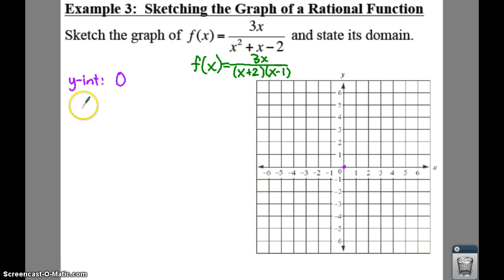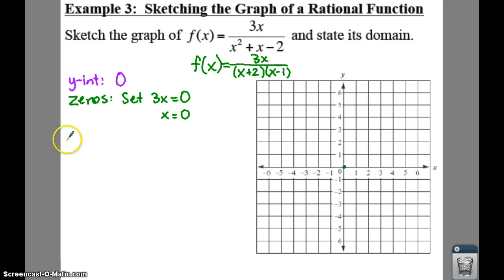For the next part, after we simplify, then we need to find our zeros of our function. So our zeros of our function is where you set the top equal to 0. So we're going to set 3x equal to 0, and if you divide both sides by 3, you get 0. So our x-intercept and our y-intercept end up being at the same point at your origin.